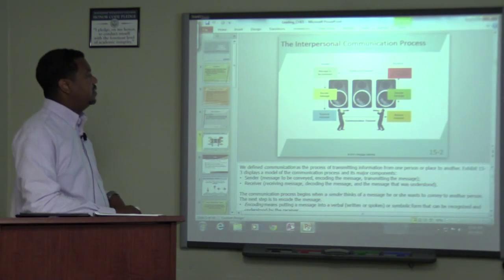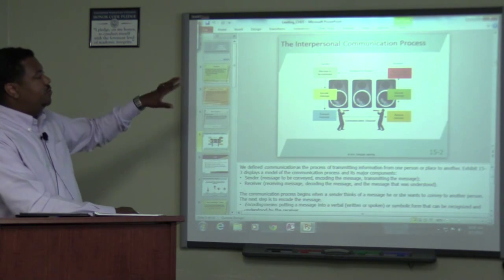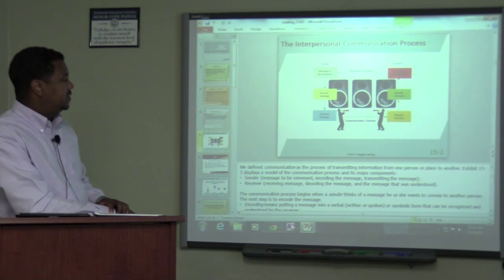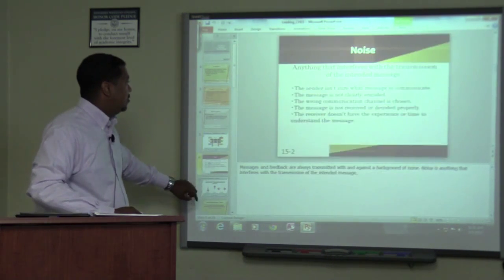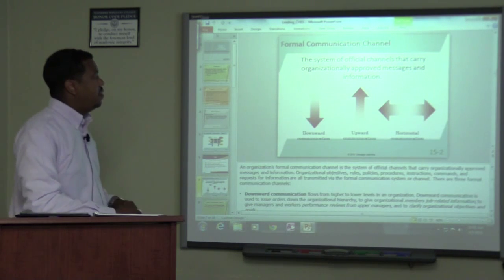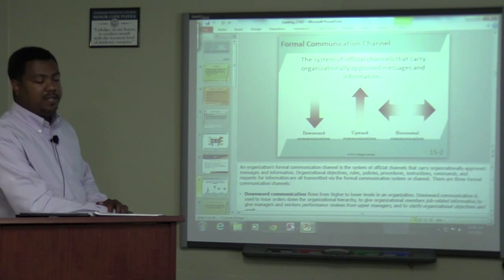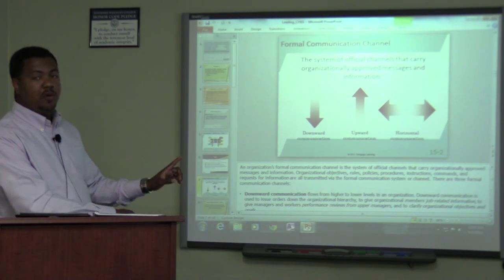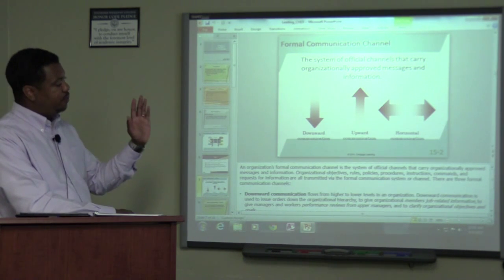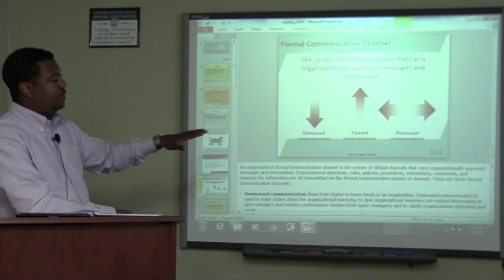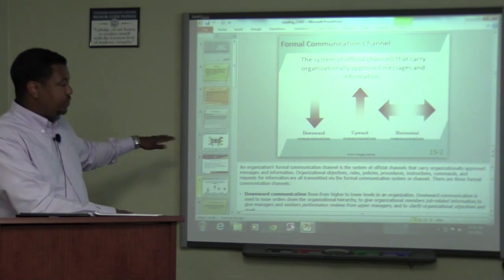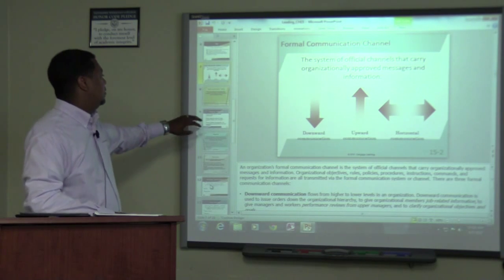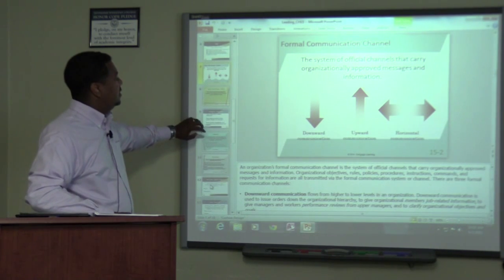We also see the importance of making sure that we deal with static noise when we're sending information to individuals within our organizations, and that we have a good way for our formal methods of communication, that we're effectively communicating downward. Our employees have an opportunity to communicate upward, and our employees have a way to communicate among each other as well.